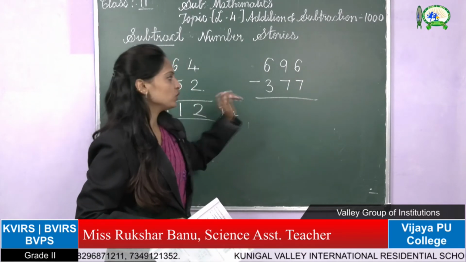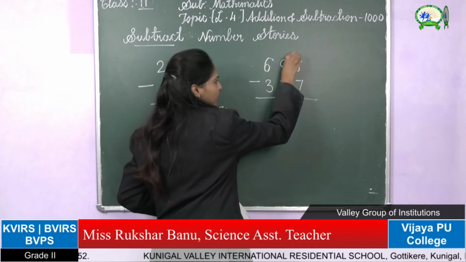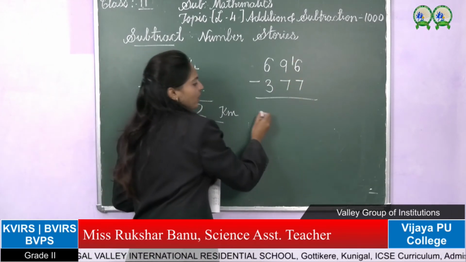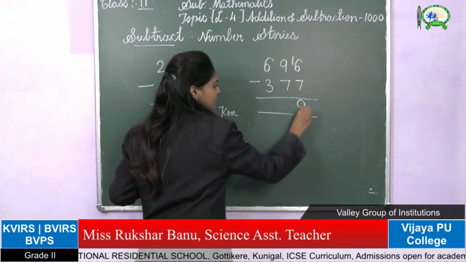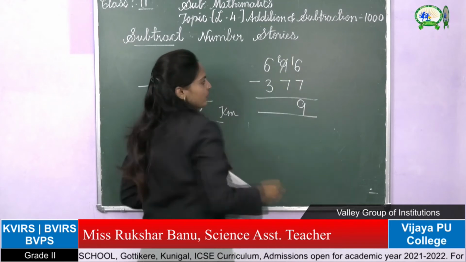So what we have to do? 7 we can't cancel from 6. So from 9 we have to take 1. Now 16. Yes, from 16 minus 7 we have to cancel. So 16 minus 7 what? Yes, that is 9. Okay, here only 8 number is left.